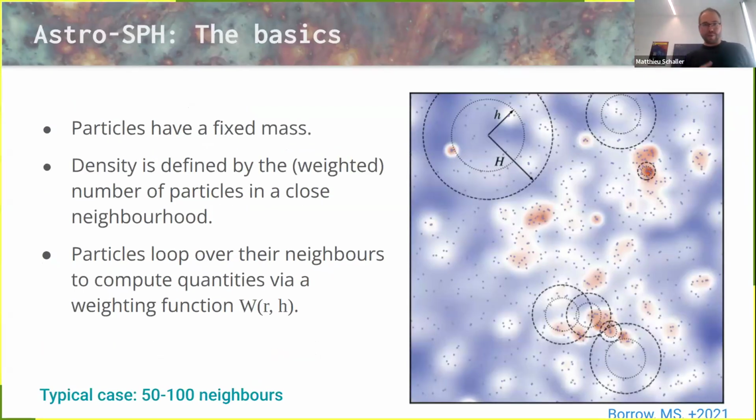So I mentioned we're using SPH. This is smooth particle hydrodynamics, which means we're sampling the fluid using particles. Particles have a fixed mass, and then we define the density by having a weighted number of particles in a closed neighborhood. The whole algorithm is that we loop over the particles around, so they're essentially forming some sort of stencil over which we can apply operators. The particles loop over the neighbors to compute quantities via a weighting function. In a typical use case you have 50 to 100 particles in the neighborhood, but they're completely disorganized.